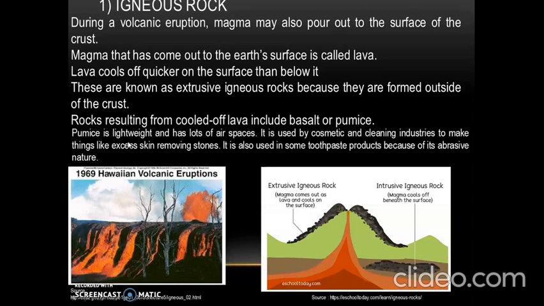And pumice is lightweight and has a lot of air spaces, and it is used by the cosmetic and cleaning industries to make things like excess skin removing stones, and it is also used in some toothpaste products because of its abrasive nature. So there are two types of igneous rocks which are formed. One is intrusive igneous rock, which is formed beneath the Earth's surface, and second is extrusive igneous rock, which is formed outside the surface.